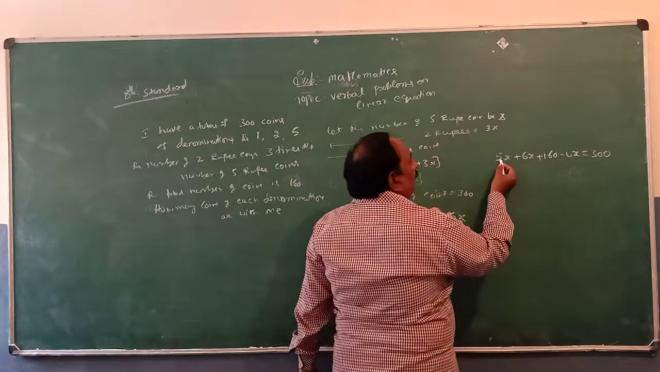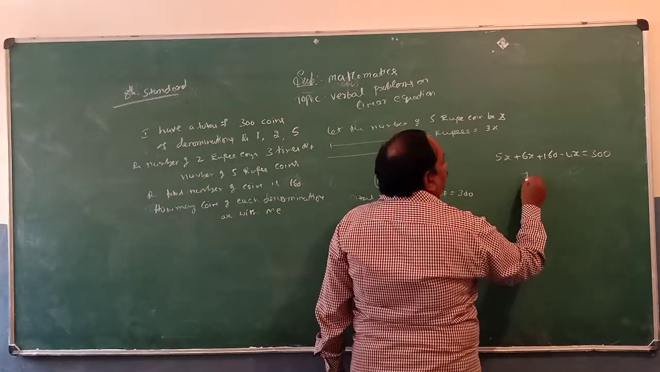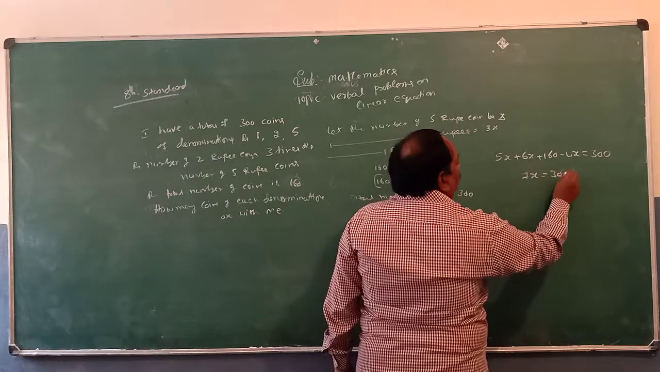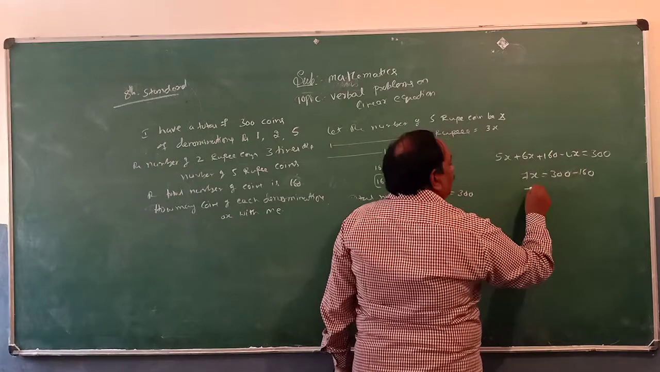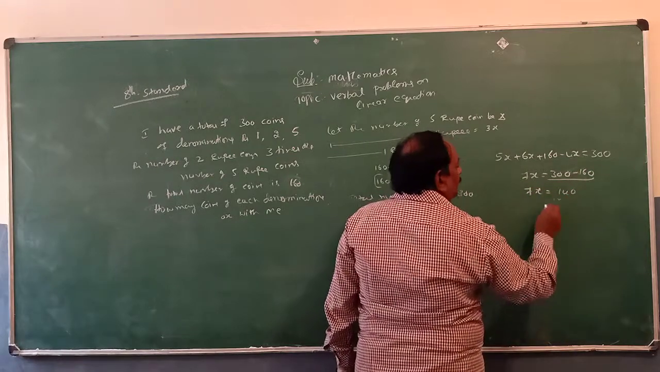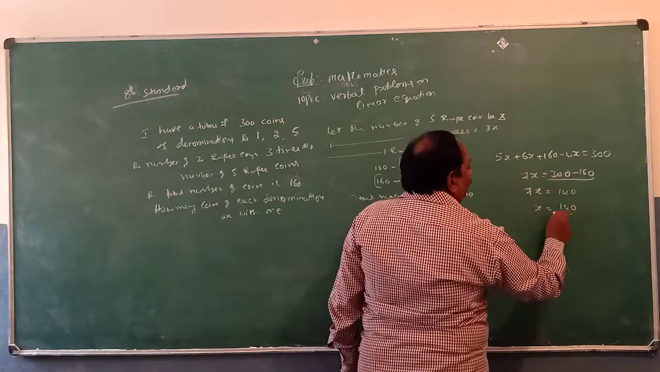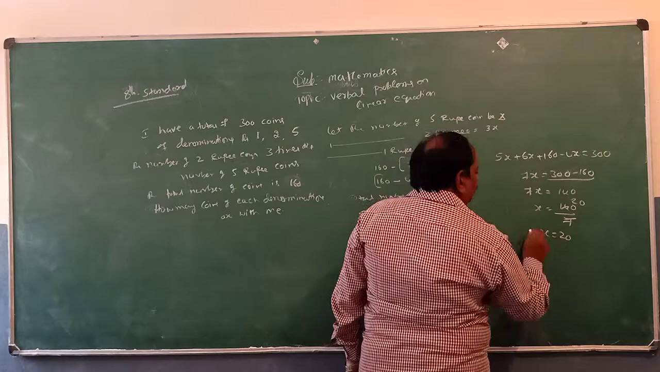300 coins. 5x plus 6x is 11x, 11x minus 4x is 7x. 7x is equal to 300 minus 160, 140. x is equal to 140 by 7, x is equal to 20.